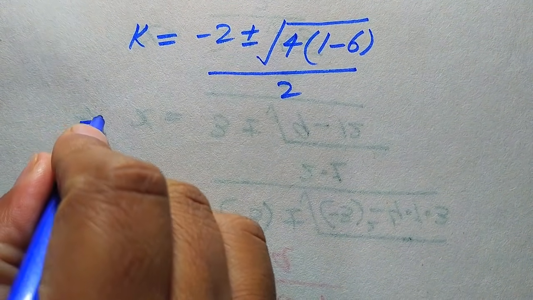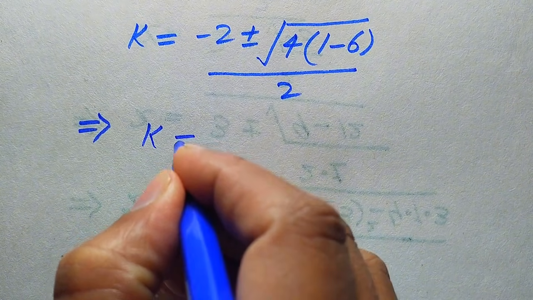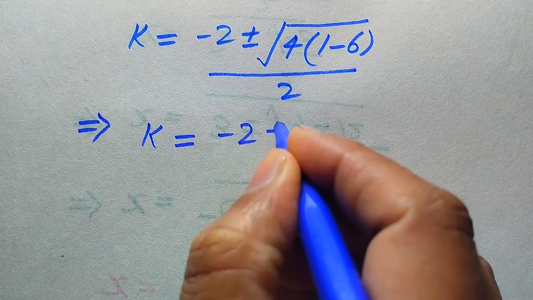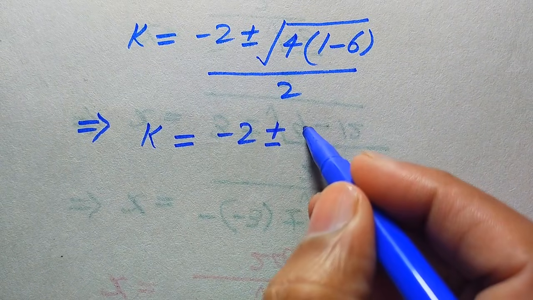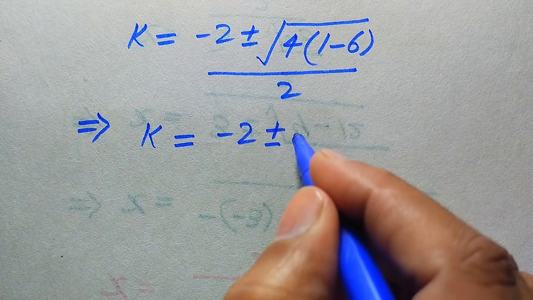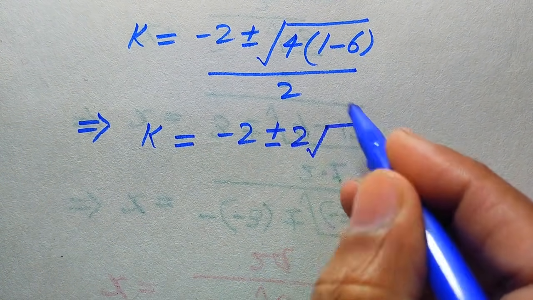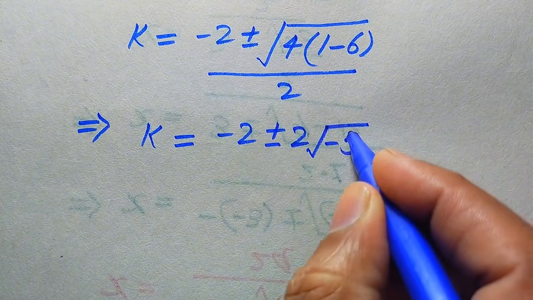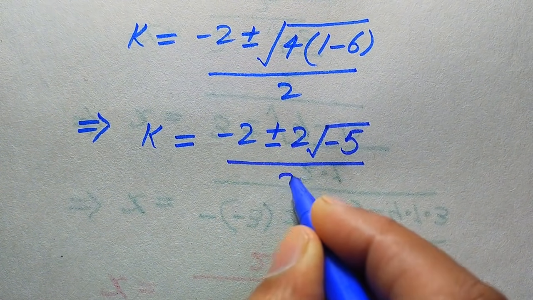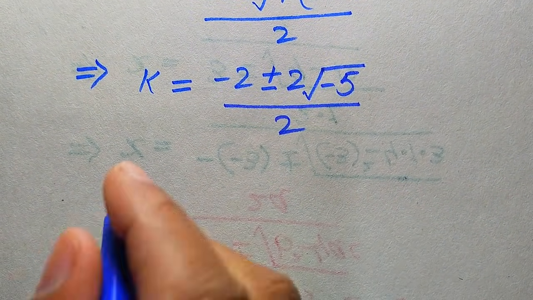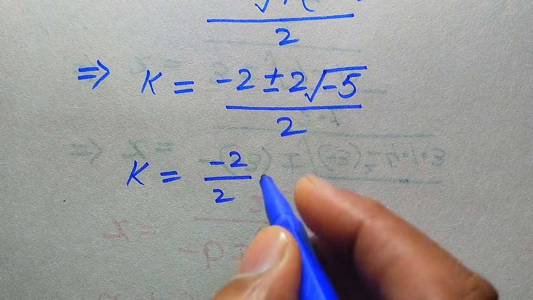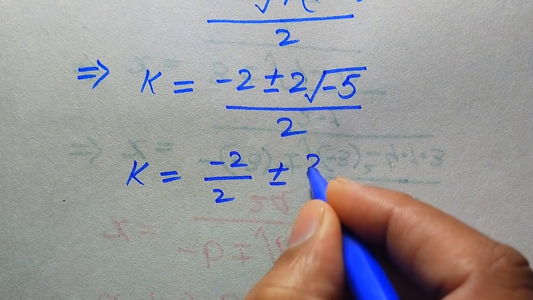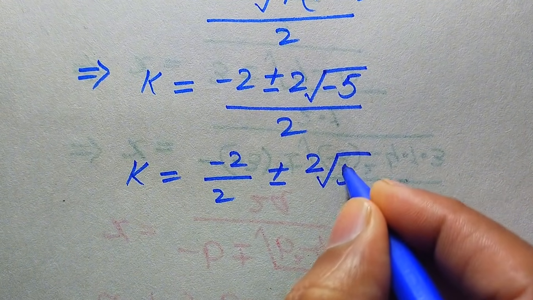And now in the next step, we need more simplifications, and it will be written as k equals minus 2 plus minus. Here we apply the square root separately on both of these two values, and we know that the square root of 4 becomes 2 into square root of 1 minus 6 becomes minus 5, and it is divided by 2. And now in the next step, we need to break this fraction, and it will be written as minus 2 divided by 2 plus minus, this is 2 times square root of 5.